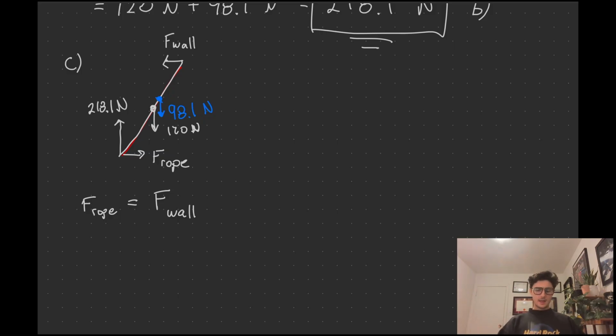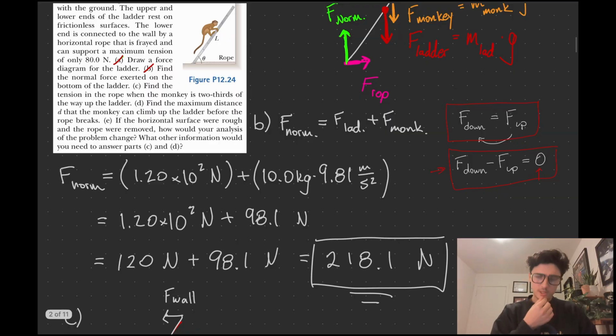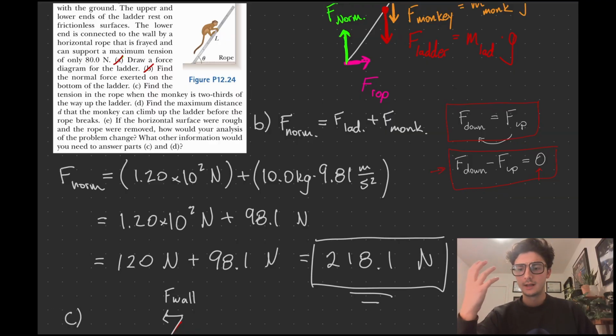Now, how do we find F wall? This is going to be a tough one. I actually have no clue. So I'm going to have to think about this. And while I'm thinking, I'm just going to read the rest of the problem. I'm imagining like I'm doing this on an exam. I've already wasted 13 minutes just yapping. So let's read part D and just keep thinking in the back of the head about part C. Part D says, find the maximum distance D that the monkey can climb up the ladder before the rope breaks. Okay, so I think this is connected because it says the maximum tension of the rope is 80.